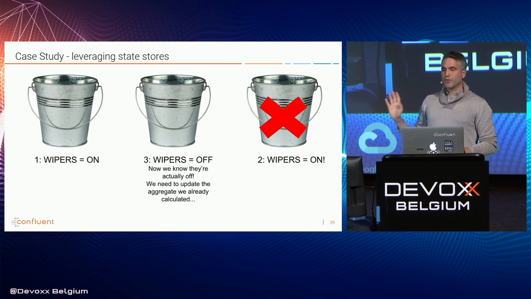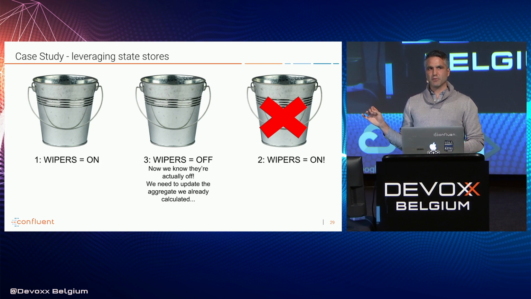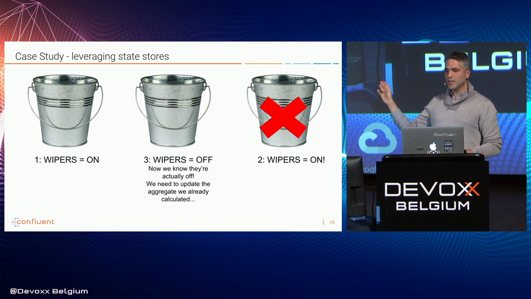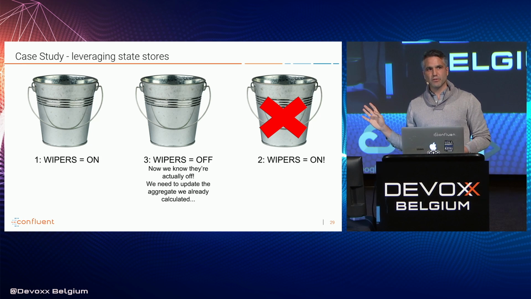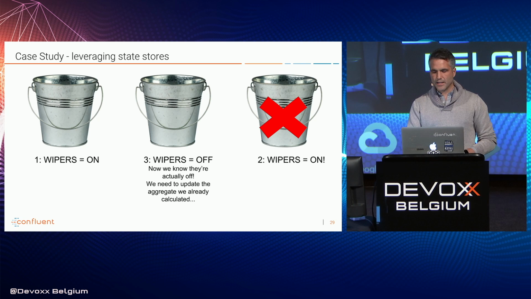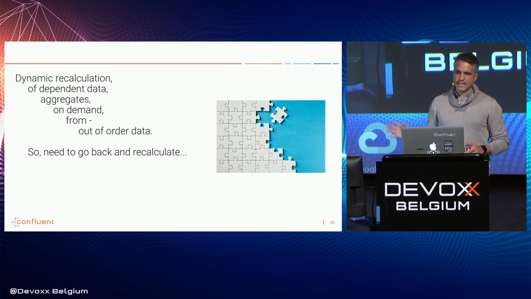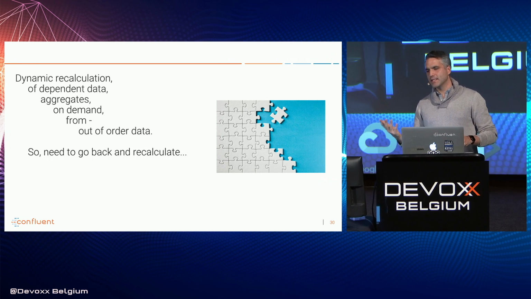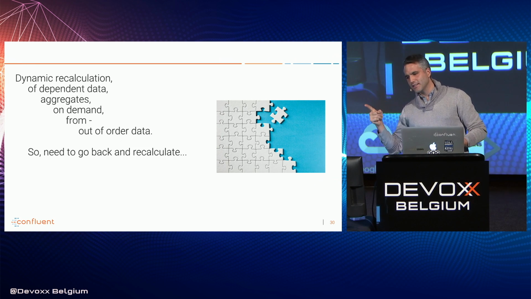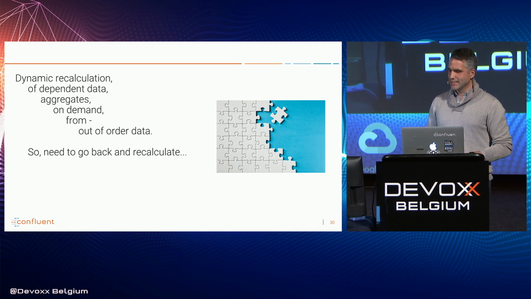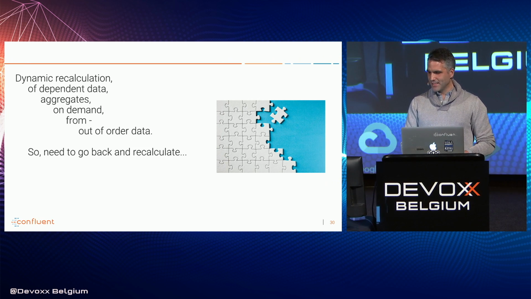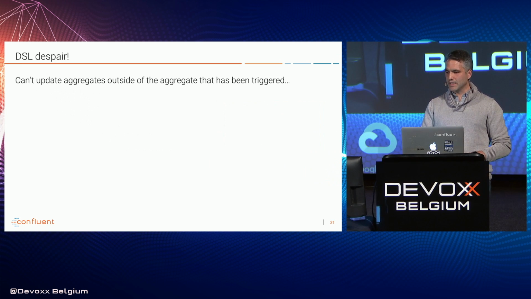So at time 3, we now receive this bucket which was missing before, which now fits between these two. So we incorrectly assumed the windscreen wipers were on, and they're actually off. So we need to go back and recalculate all those future bucket states. And this could be hundreds, it could be 1 or 2, but it could be lots of different state aspects as well. So I call this dynamic recalculation of dependent data aggregates on demand from out-of-order arrival of data. It's a bit of a mouthful, but that's really what it is. So we need to go back and recalculate.